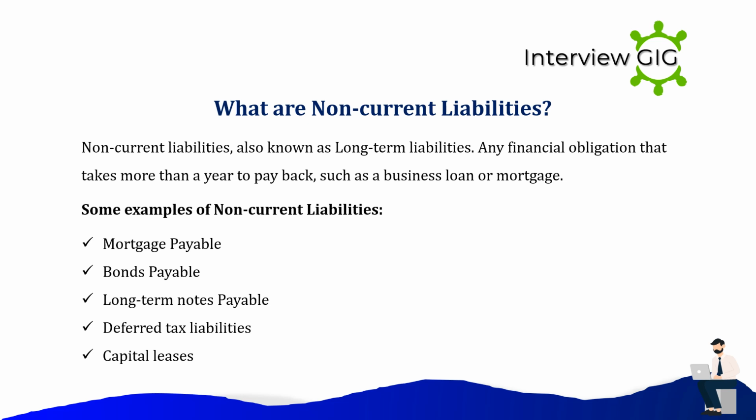What are non-current liabilities? Non-current liabilities, also known as long-term liabilities, are any financial obligations that take more than a year to pay back, such as a business loan or mortgage. Some examples of non-current liabilities: mortgage payable, bonds payable, long-term notes payable, deferred tax liabilities, capital leases.